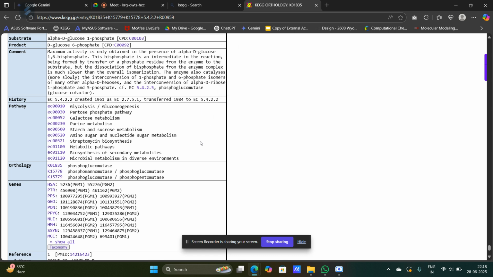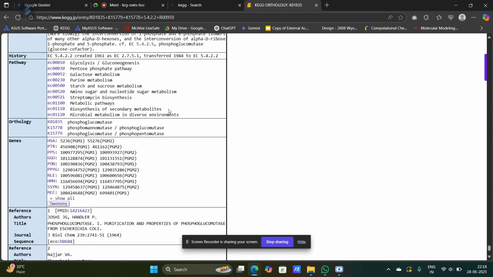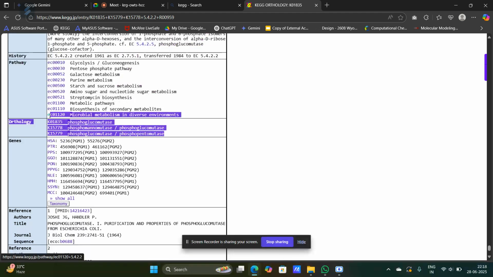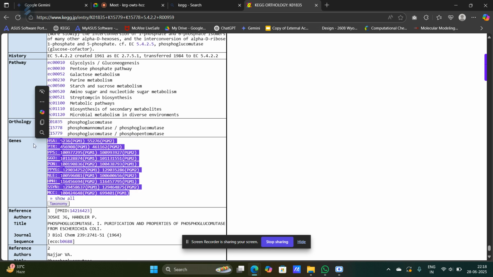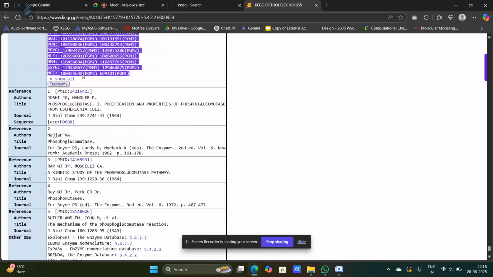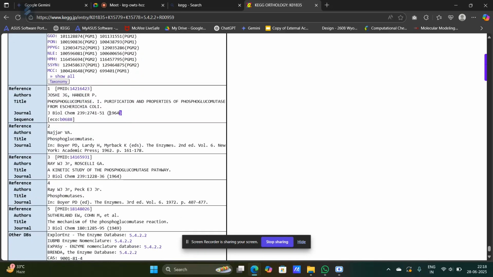Okay. Now again, you have pathway related information, in what are all the pathways this enzyme plays a major role. And again, orthology related, which I explained, and gene related, genes that code for this enzyme phosphoglucomutase. And again, some scientific references.